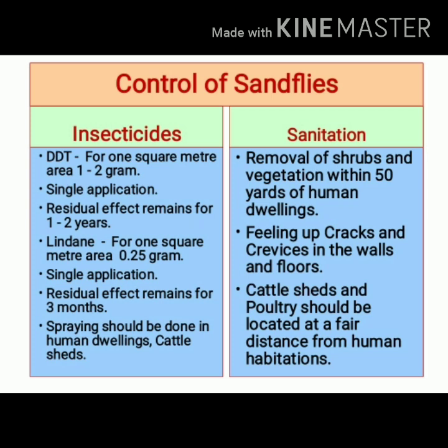Spraying with DDT or Lindane should be done in human dwellings or cattle sheds or other places. Sanitation measures include removal of shrubs and vegetation within 50 yards of human dwellings. Why is distance of 50 yards selected? This is because sandflies remain within 50 yards of their breeding places.